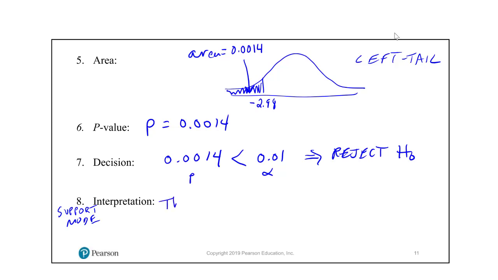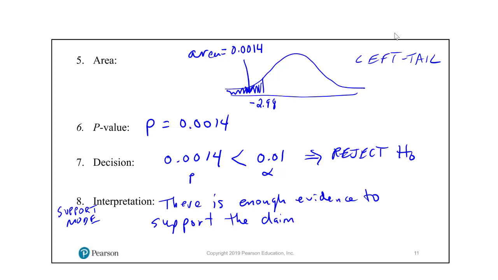enough evidence to support the claim at a 1% significance level. All right, there is enough evidence to support the claim at this significance level. That's my final interpretation.